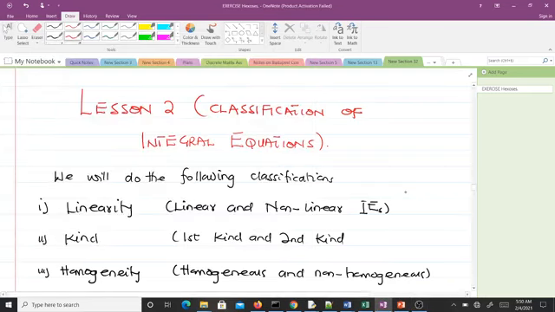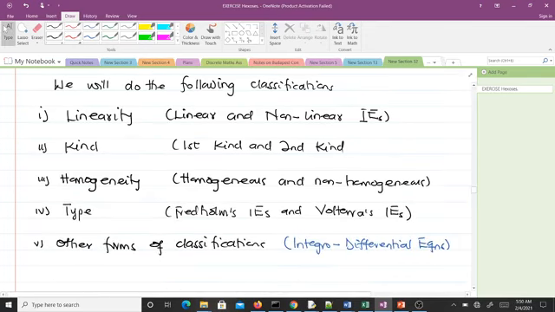So, welcome to lesson 2. In lesson 1, we introduced you to integral equations. In lesson 2, we'll be talking about classification of integral equations. Now, we're going to classify integral equations, okay? So, we are going to do the following classifications.